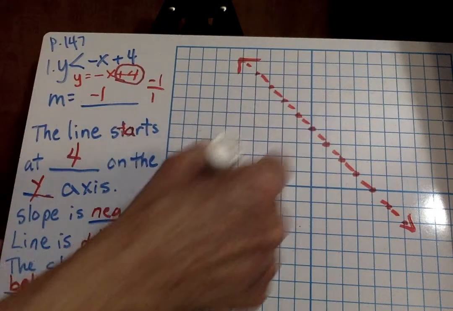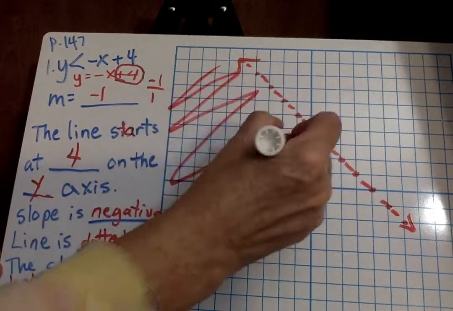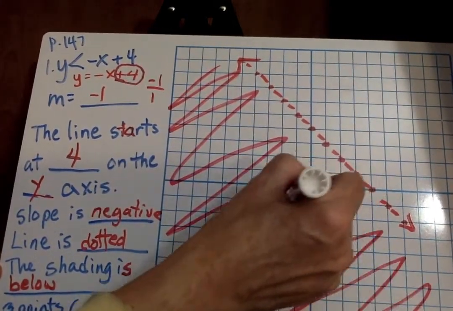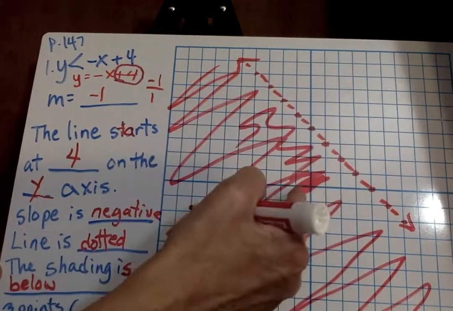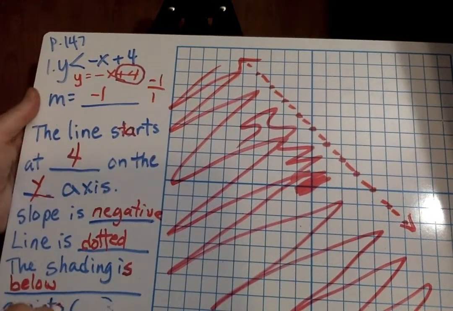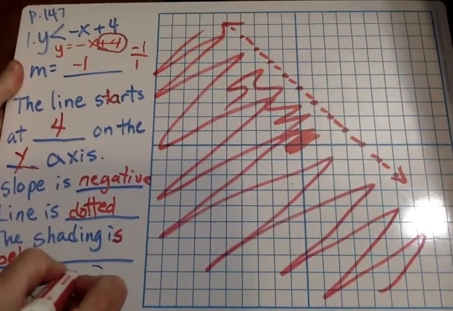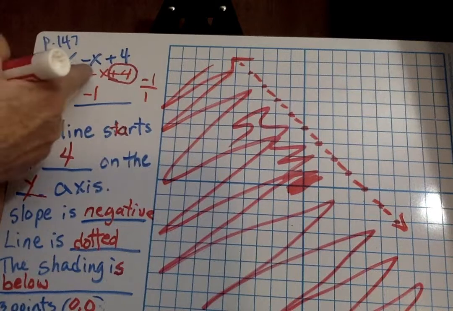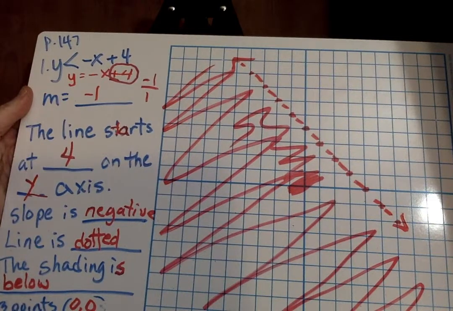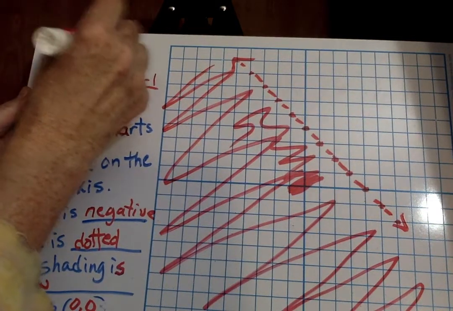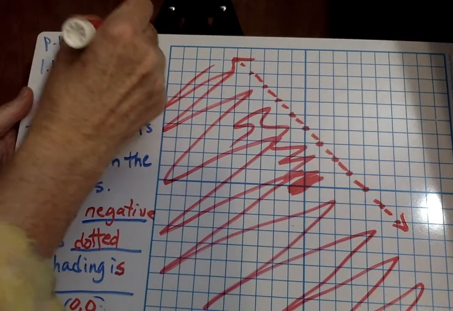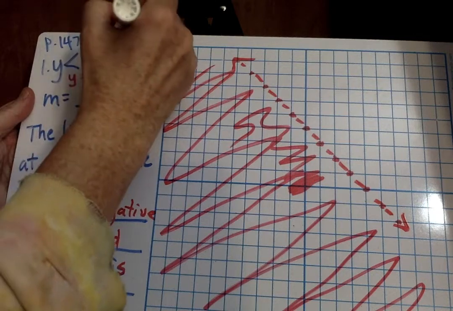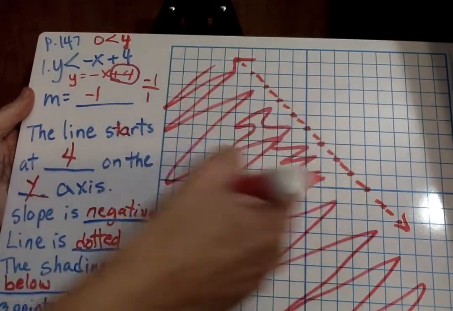Okay, next, our shading goes below, so think of the ladder as falling. So if the ladder falls this way, we should shade this way. So I see that 0, 0 is shaded right there. So I'm going to put one of my points down here as 0, 0. And I'm going to try out 0, 0 in my inequality to make it true. Is 0 less than 4? Yes, so we know we shaded the right part here.